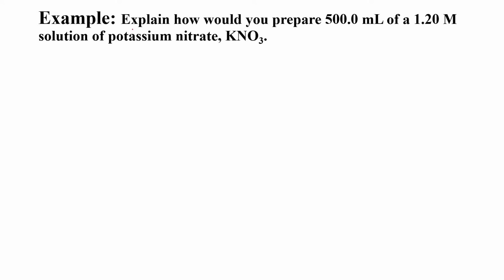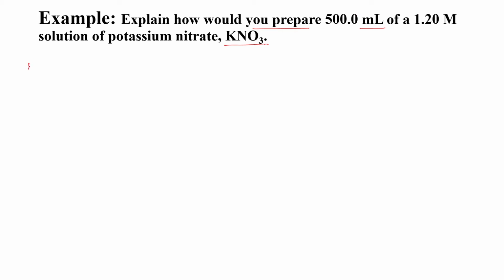So in this example, we have to explain how you would prepare 500 ml of 1.20 molar solution of potassium nitrate. So remember that in order to prepare a solution, you need to know the grams of potassium nitrate to make the solution and the volume in liters, right? So to get the grams of potassium nitrate, we need moles of potassium nitrate. We have molarity and volume given. With these two variables, we will find moles.